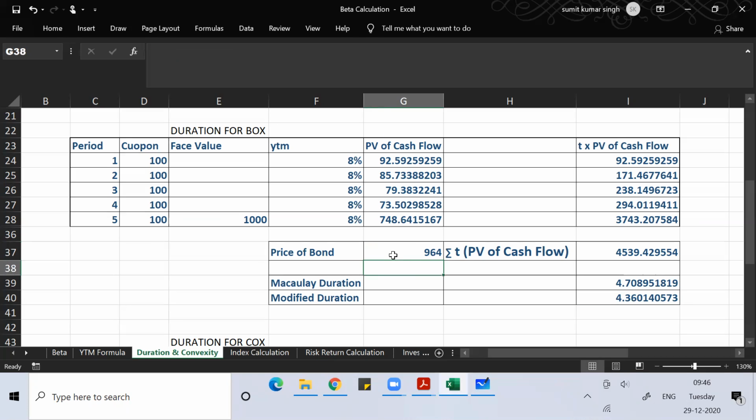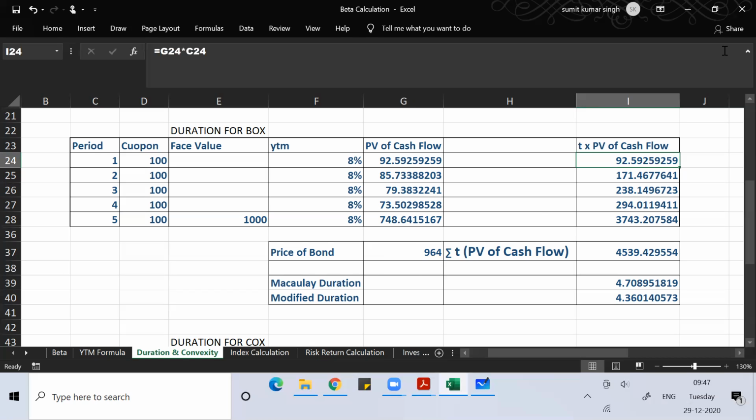Ideally they should not give that price. They gave that price because they asked one question on current yield. Logically they should not have given the price, but they have given it, so I'm considering the price 964. Whatever present value of cash flow I got, I simply multiplied by the time period, for all time periods, and took the sum of present value of cash flow into T. Whatever I got, I divided by the price. I got the Macaulay duration, and then I divided by 1 plus 8% to get the modified duration.